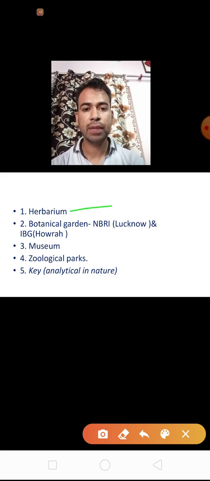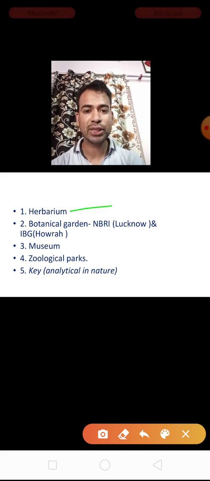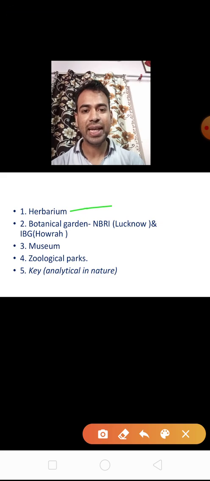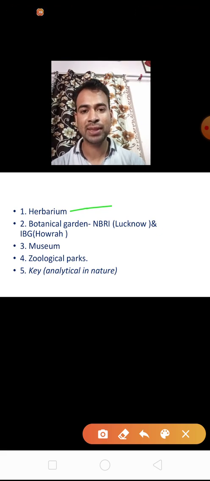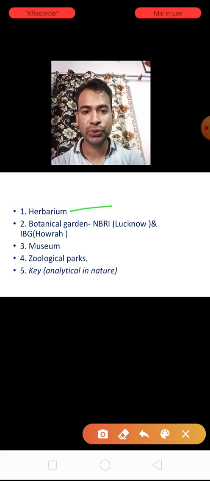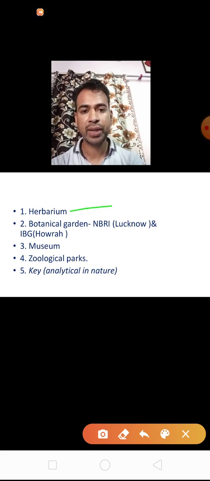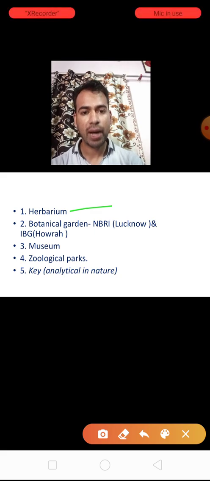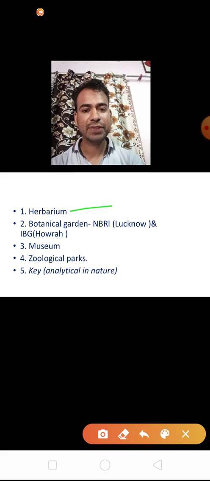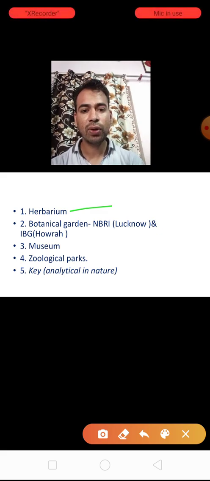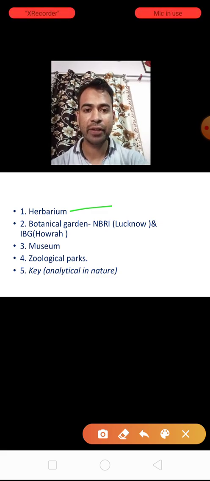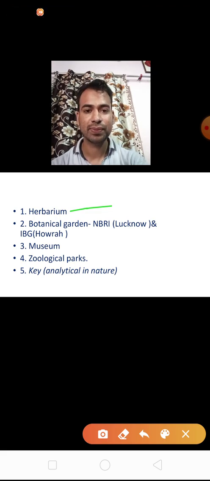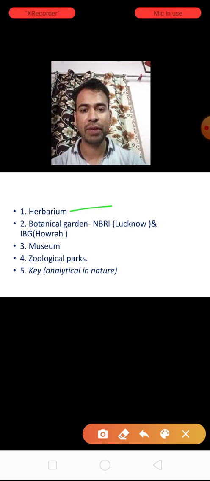Next, that is zoological parks, that is zoo, where live animals are kept. Lion, tiger, elephant, many animals are there. These animals are found in the zoo, and zoos are also known as zoological parks. Next one, that is key. Key is analytical in nature. It is also used in identification and giving proper information. So let's discuss one by one.